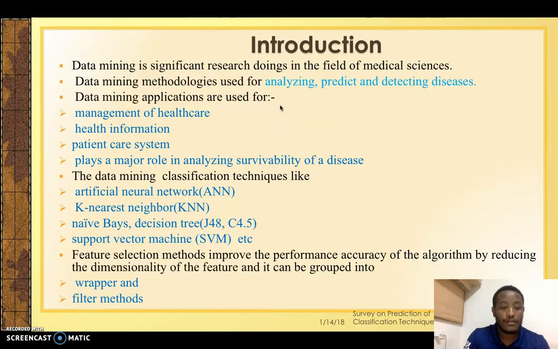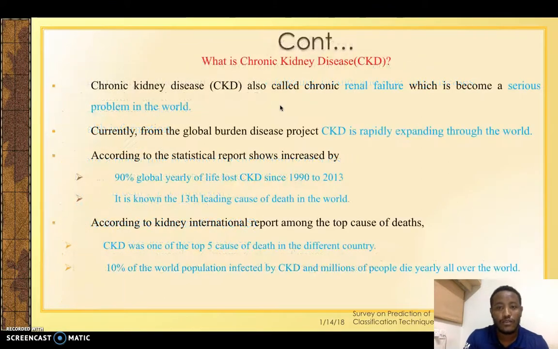Another method is feature selection. This method improves the performance accuracy of the algorithm by reducing the dimensionality of the features, and it can be categorized into filter methods and wrapper methods.